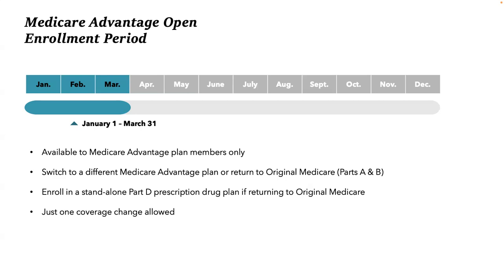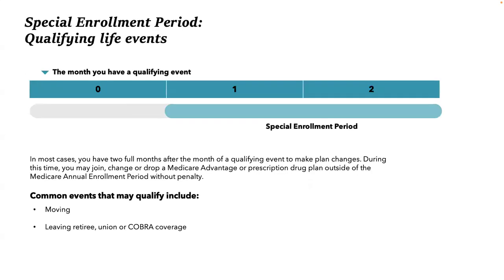Unlike the annual enrollment where you can change as many times as possible, you are only allowed to change once during open enrollment. Occasionally, you will have what is called a qualifying life event. A qualifying life event includes most commonly moving or losing coverage. Losing coverage could be retiree coverage, a spouse's employer coverage, your union coverage, or your COBRA coverage.